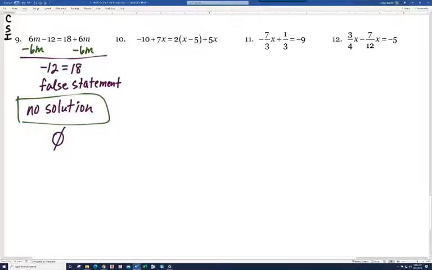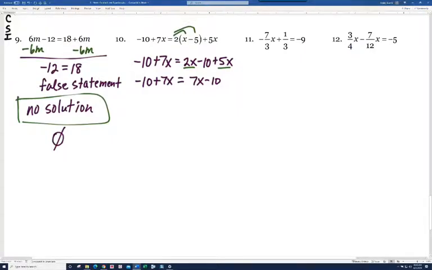Now, if you look at the left side, it's perfectly fine. It's simplified. Nothing I can do there. But we do need to do some simplifying on the right. We'll distribute. We get 2x minus 10. And then don't forget the plus 5x. Notice you're not distributing times the 5x. And so now we're still not quite done on the right. We've got those x terms. 2x and 5x is 7x. And so we'll get 7x minus 10.